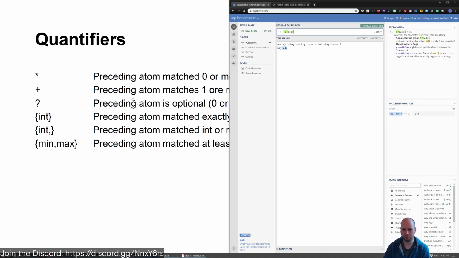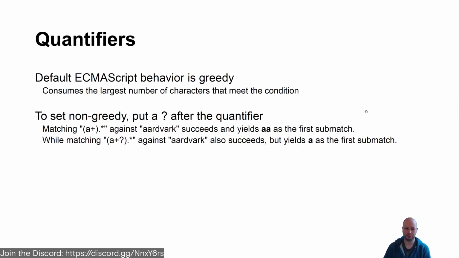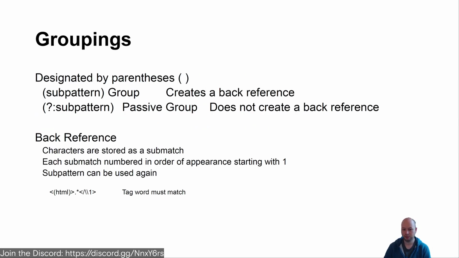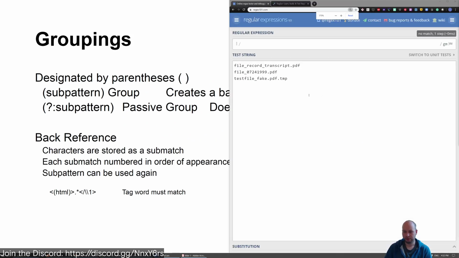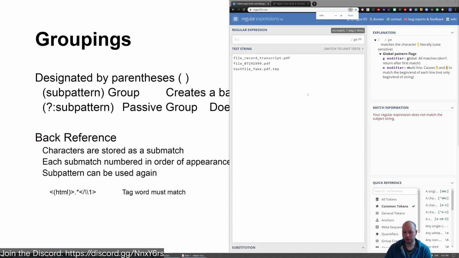I'll talk a little bit more about groups, because I think this is important. Here we have an example of a couple of different file names, and this is where groups are actually pretty valuable. Say I want to match these two, but I don't want to match this last one. The first thing we can see is that they all have PDF in them.